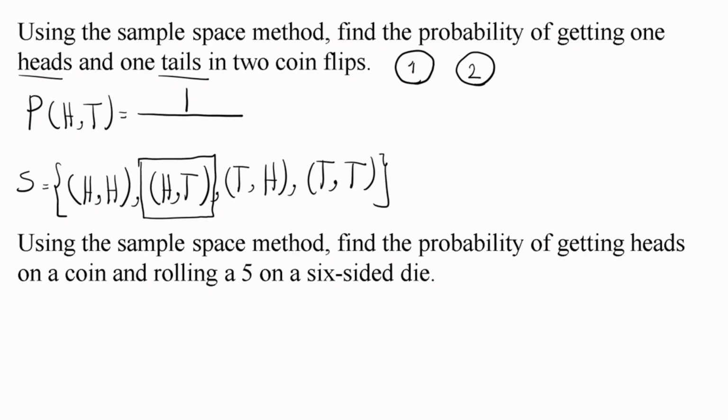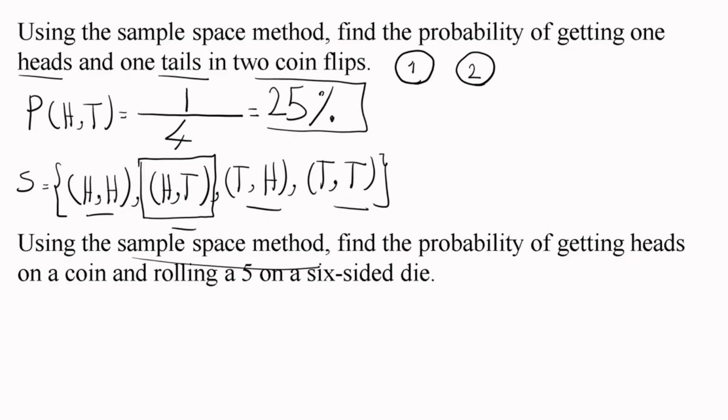How many possible outcomes do I have here? If you count the number of members of sample space, you would realize 1, 2, 3, 4. We have 4 possible outcomes, and if I multiply it by 100 to convert it to percentage, I would realize that this probability is going to be equal to 25%. Really easy. Using the sample space method, it means the stupid method.